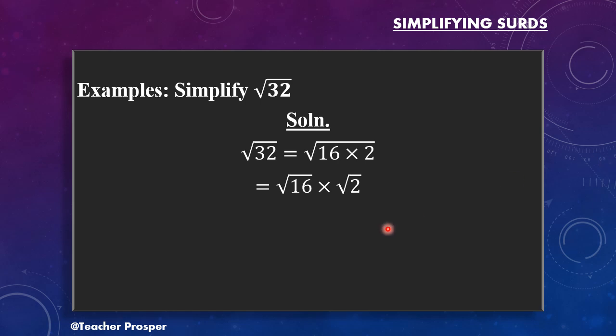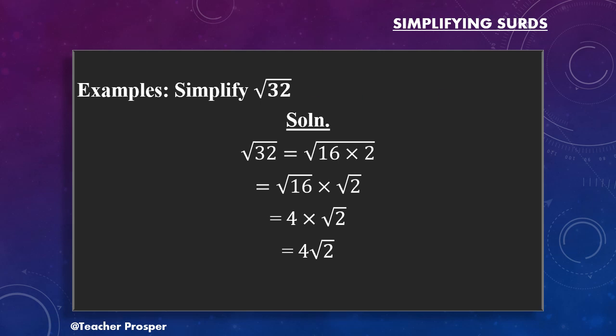Then our next step will be to separate the square root of 16 times square root of 2. Now 16 is a perfect square, so square root of 16 will give us 4, and then square root of 2 remains square root of 2. So when we multiply 4 by square root of 2, we arrive at 4 square root of 2. So that is the simplified or the basic form of the surd square root of 32.